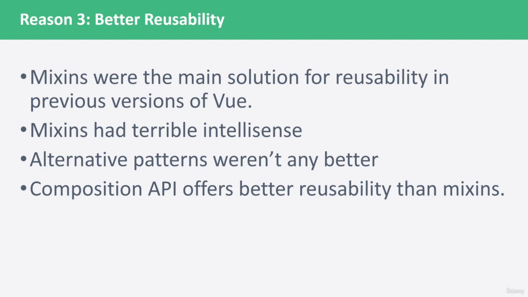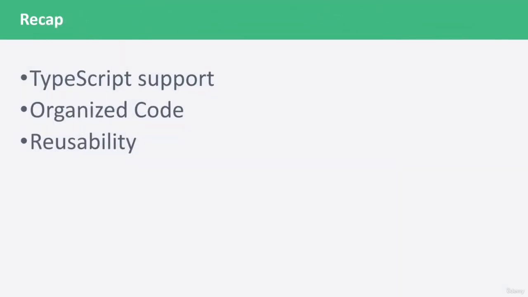We'll be learning about mixins in the next lecture. Don't worry if you're not familiar with mixins. The Composition API fixes these issues. You'll better understand why this is important in the next lecture. That about sums up why you would want to use the Composition API. It has TypeScript support, easier to organize code, and better reusability patterns. In the next couple of lectures, we'll learn about the Composition API.